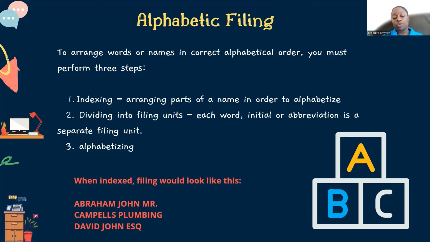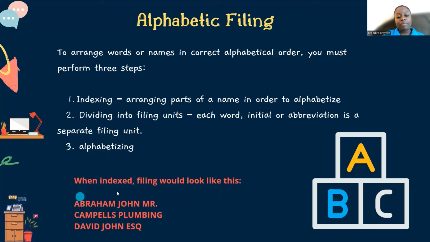And so we'll talk about those rules shortly. But first we have to arrange the names. And then after it's arranged, we consider each and every word, initial or abbreviation, to be a separate filing unit, and we alphabetize those filing units. And so here's an example before we go into the rules. When indexing, filing would look like this.